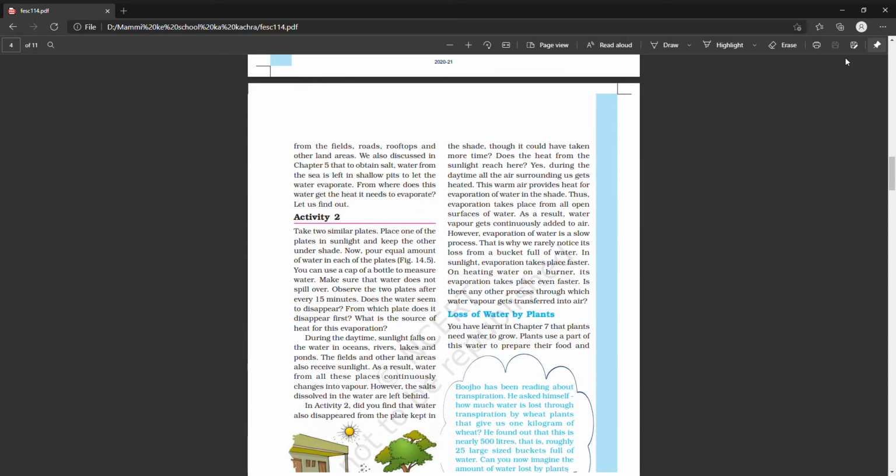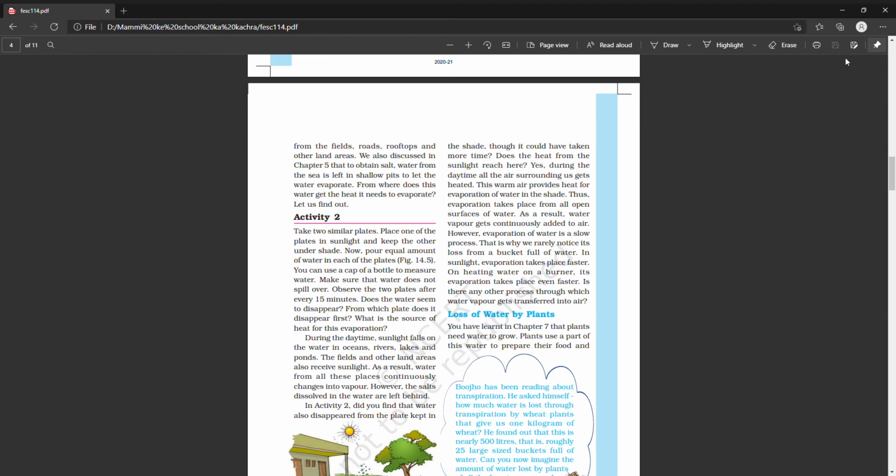Here is given one activity where two similar plates are taken. One of the plates is kept in sunlight and the other is kept under shade. In both the plates, equal amount of water is poured. You can use a cap of a bottle to measure water. And observe these two plates after every 15 minutes.